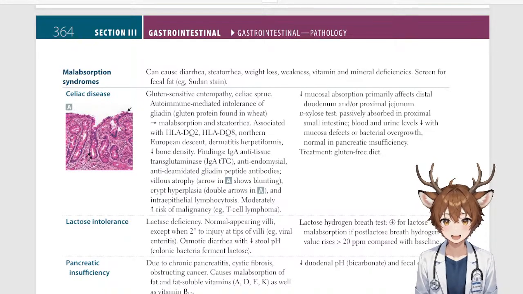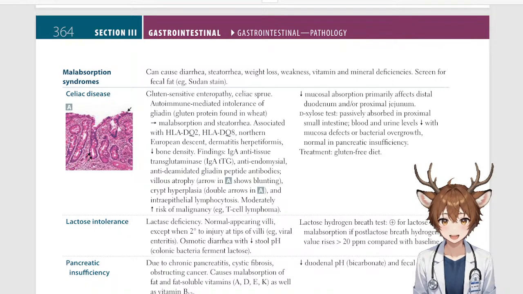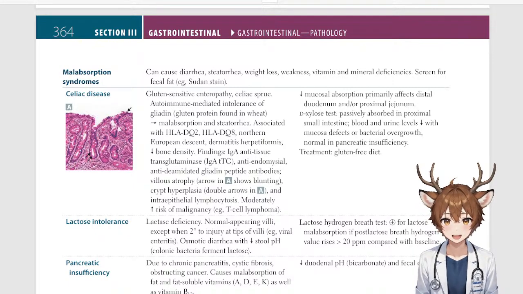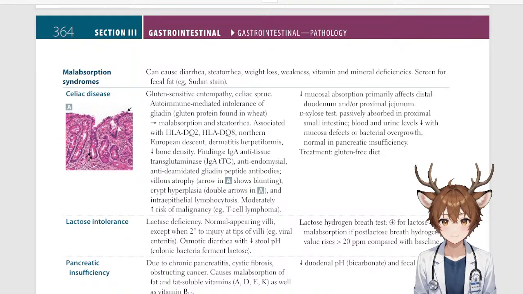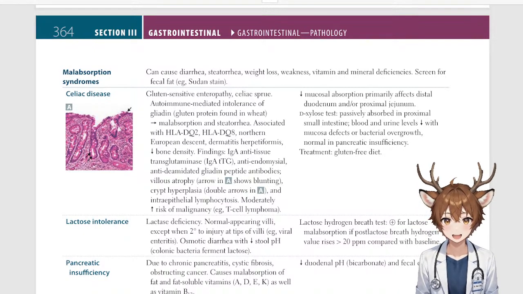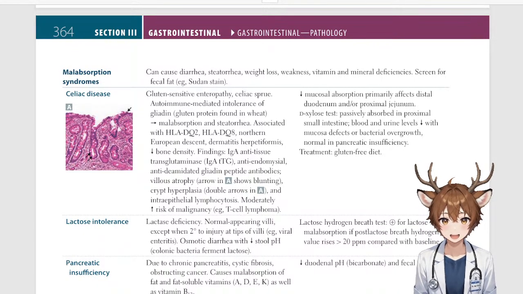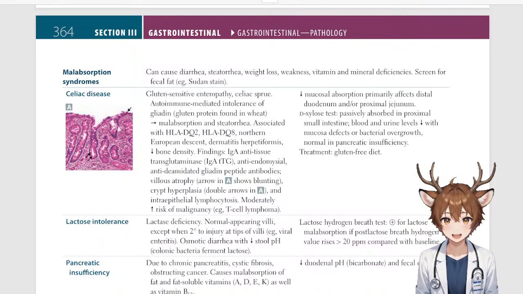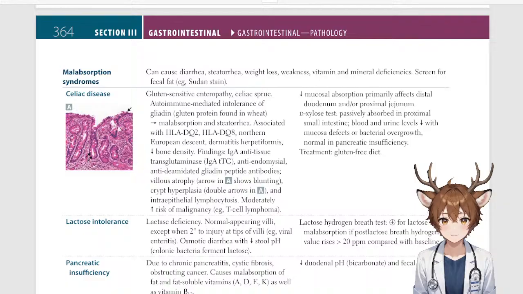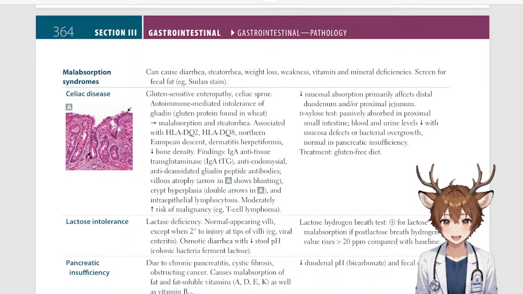Autoimmune-mediated intolerance of gliadin, gluten protein found in wheat, barley, and rye, associated with HLA-DQ2 and HLA-DQ8. I ate too much gluten at Dairy Queen. So what they're saying is associated with the DQ2 and DQ8 HLAs. It's going to be found in persons of Northern European descent.